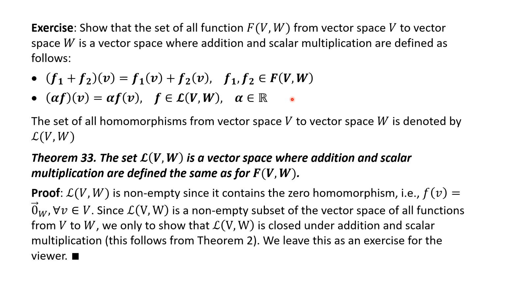Okay, so as I say, that's an exercise for you to have a look at. You need to check the 10 axioms. A lot of it will follow from V or W being vector spaces and having the various properties that you would need to employ in order to prove that F(V, W) is also a vector space. Then we have another theorem that's related. The set of all homomorphisms from a vector space V to W, denoted by script L(V, W), is also a vector space. And that's our theorem 33.